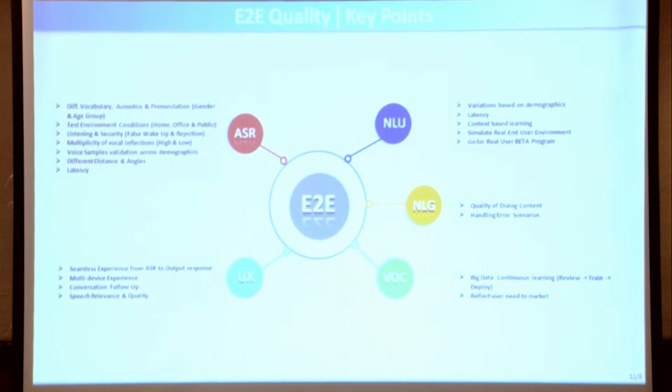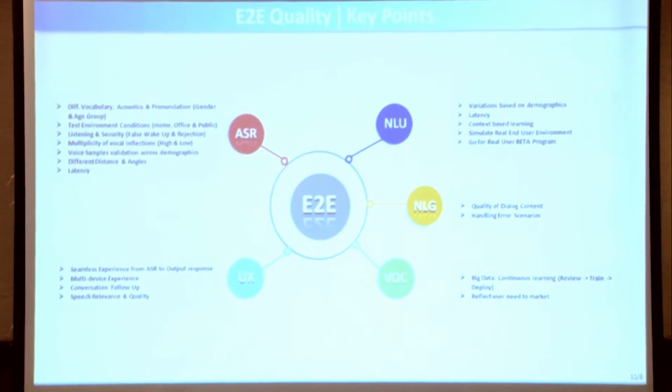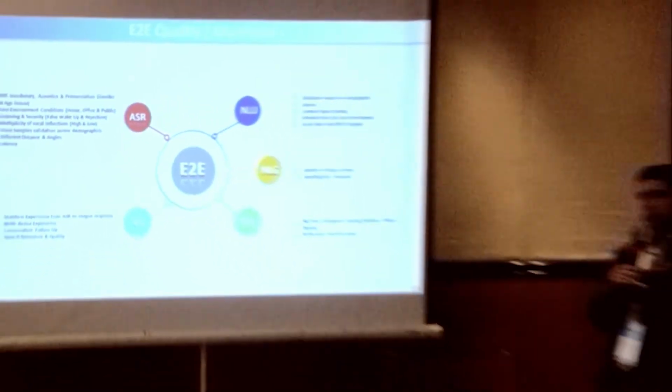So coming to the end-to-end quality, we have seen the individual components, how we test ASR and NLU and how much data we need to prepare to validate the accuracy of the algorithms, etc. But end-to-end is the complete system. Like as an end user, you use a voice assistant, right? So it's like that. So what are the things you need to take care of when you do the end-to-end testing or quality assurance?